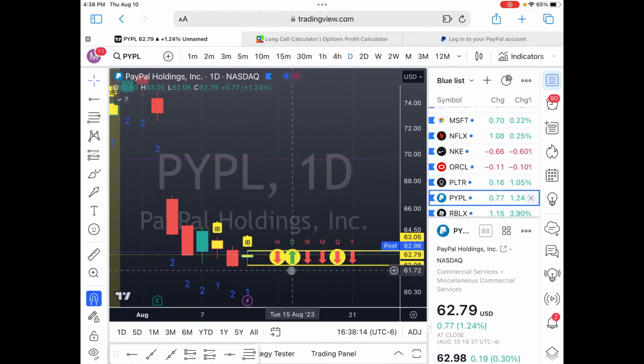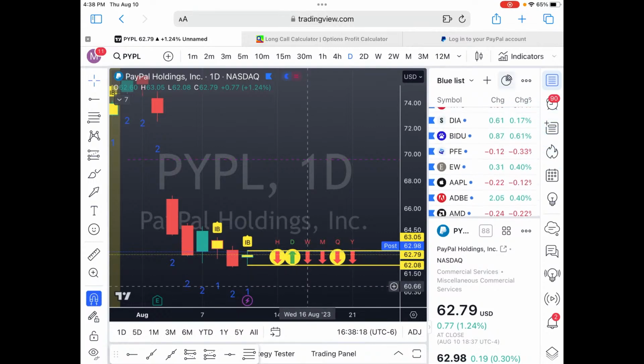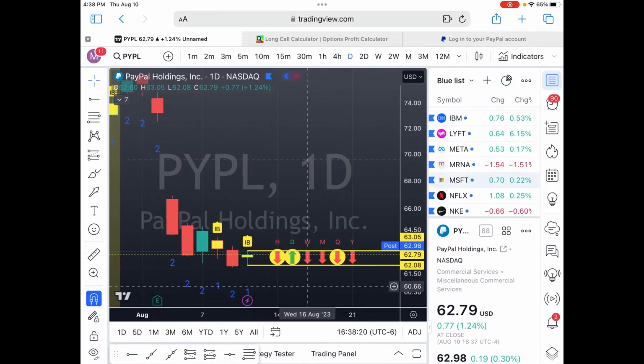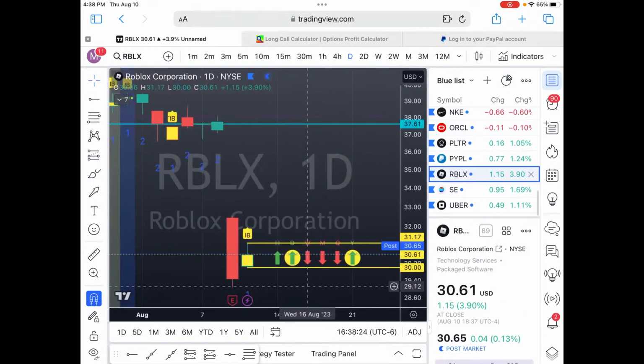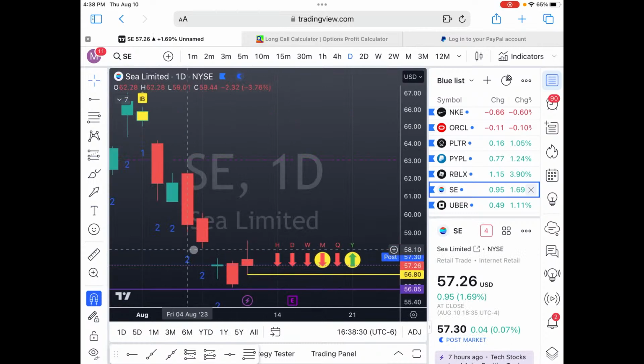Inside bar, calls at 63.05, puts at 62.08. I lost my spot. There we go. On to Roblox, RBLX, another inside bar. So calls at 31.17, puts at $30. SE, 2 up red. We're going to look for this to trend down. We've got time frame continuity in our favor. We'll look for the puts there at 56.80.